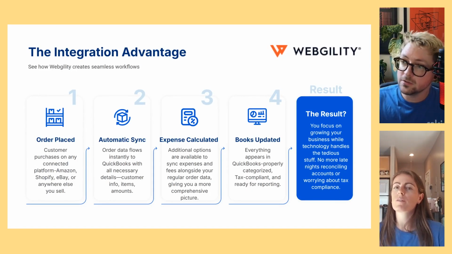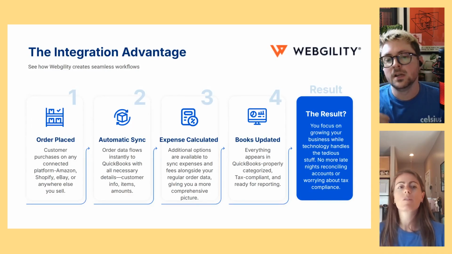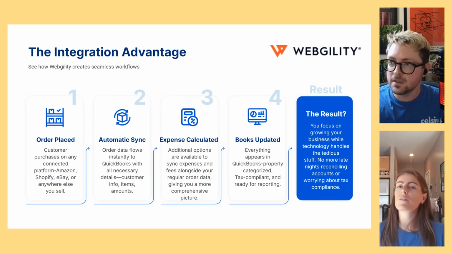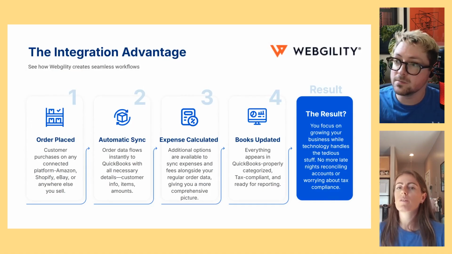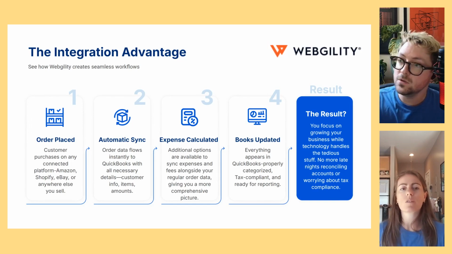It gets pulled into Webgility. And then from there, you can additionally calculate expenses if you have the correct systems connected. So payment processors, tax in this case as well, fees, discounts, all the extra stuff that gets added on to an order in any case. That all can be added to the order and amended.